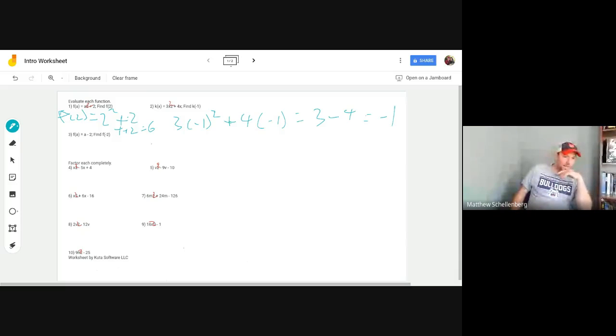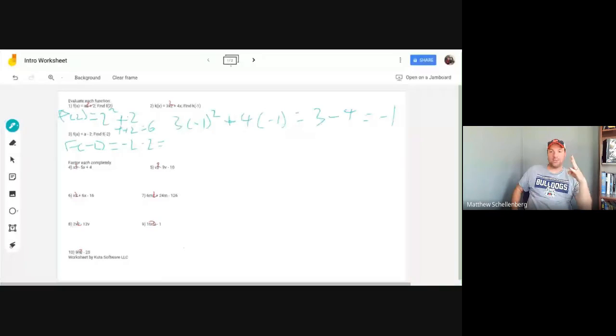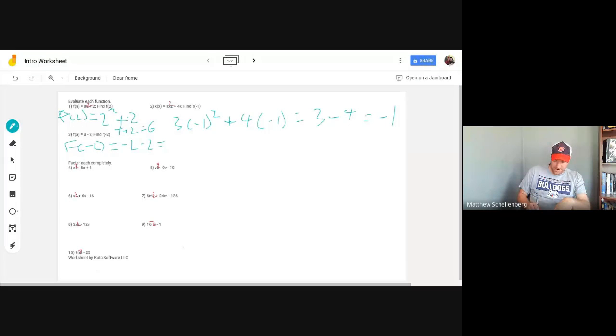Number 3, f of a equals a minus 2. Let's find f of negative 2. So that just means we're plugging in negative 2 for a. So that means that f of negative 2 equals negative 2 minus 2. And if you think of the number line, you start at minus 2, then you go 2 to the left, you end up at negative 4. So minus 2 is negative 4.